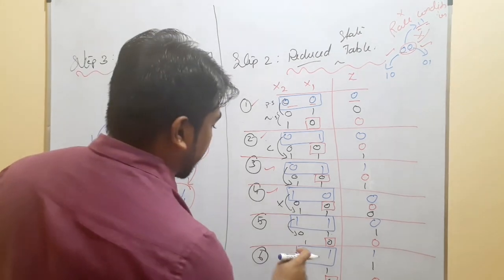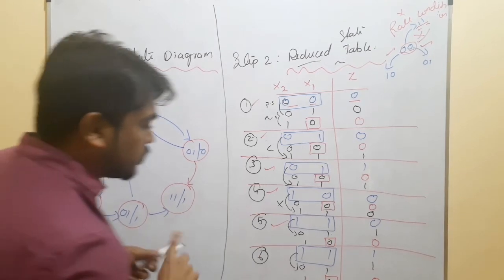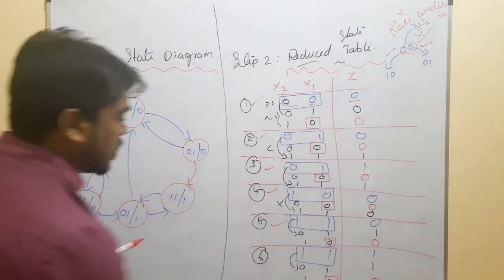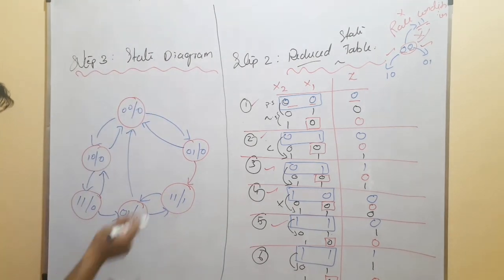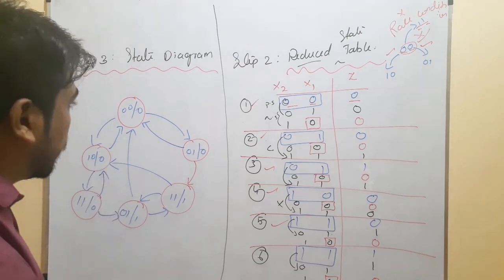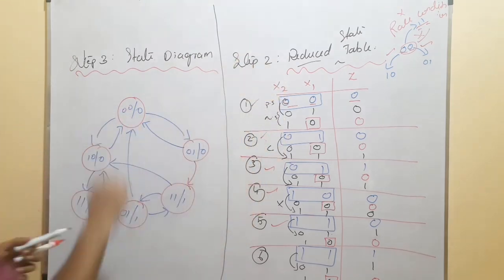Then come to the final state 1 1 1. 1 1 1 is here. It is moving to 0 1 1 and 1 0 0, so a direction like this. Then 1 0 0. Where is 1 0 0? Yeah. So I think you clearly got an idea how to get a state diagram from the reduced state table.